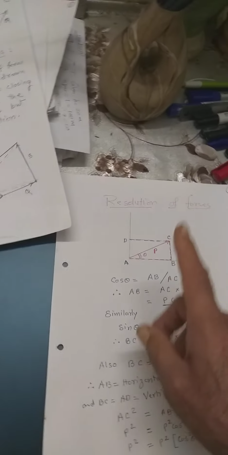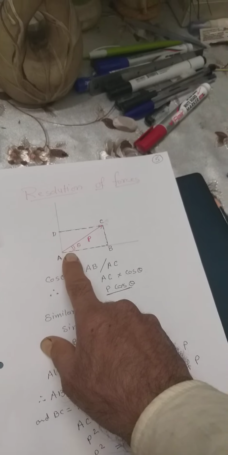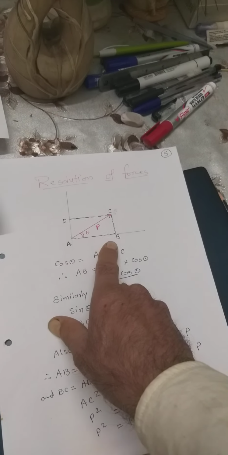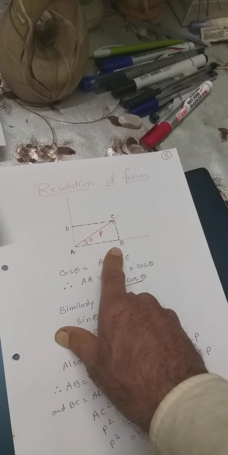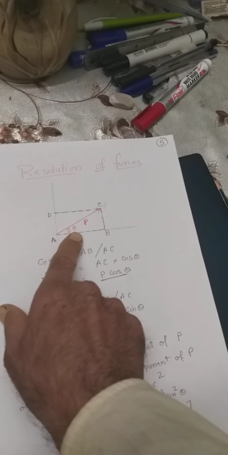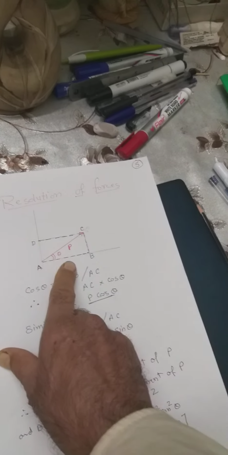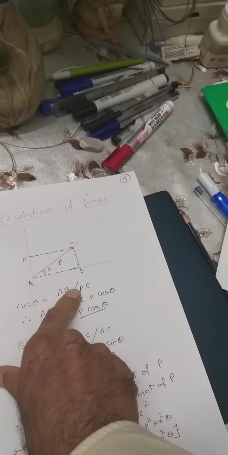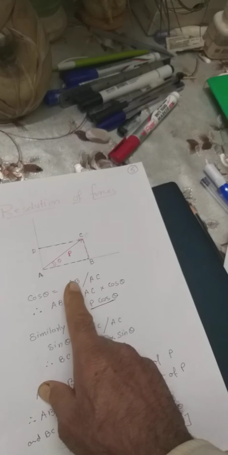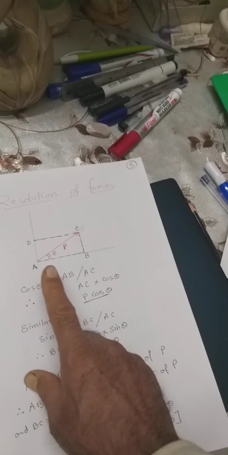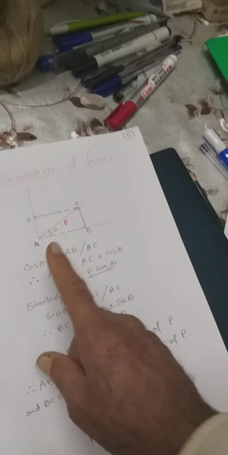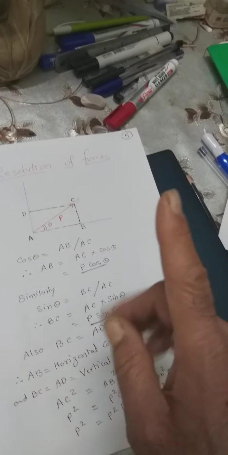So whenever you want to resolve the force horizontally, you have to take this angle with the horizontal and make it cos of theta. And if you want to resolve its component in the vertical direction, make it sine of theta. That is, P cos of theta will give the horizontal effect and P sine of theta will give the vertical effect, and theta will always be with the horizontal. This is the most important thing that you have to keep in your mind.